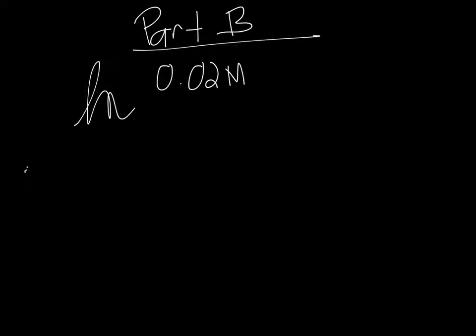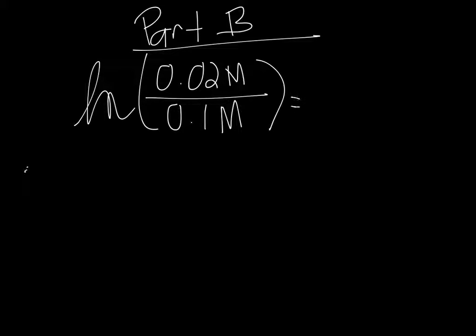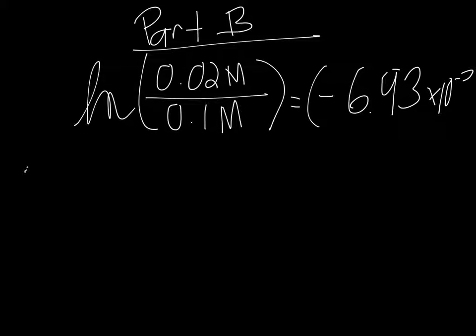First, you're going to be using the same equation from part A, which is ln At over A sub 0 equals negative kt. You are given At in this problem, which is 0.02, and you are given k and A sub 0 from part A, which is 0.1 for A sub 0, and k is 6.93 times 10 to the negative third. So once you plug into the equation, you are solving for t.